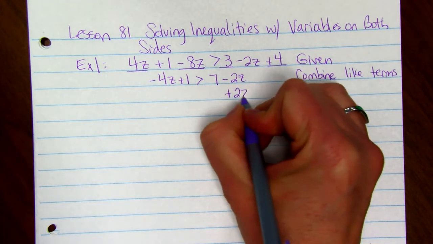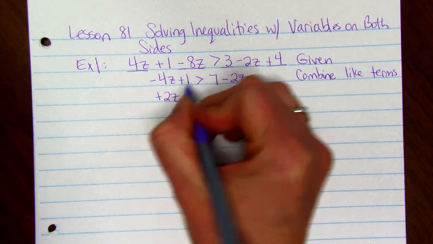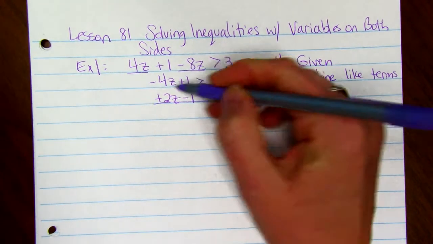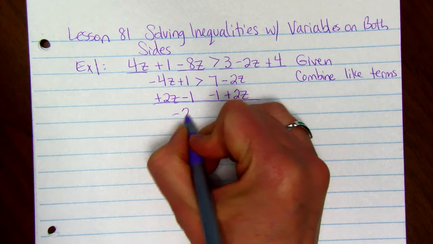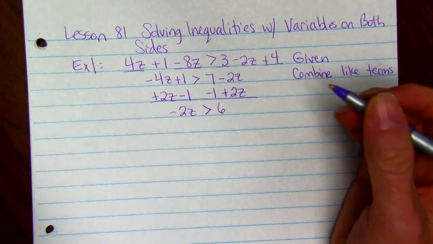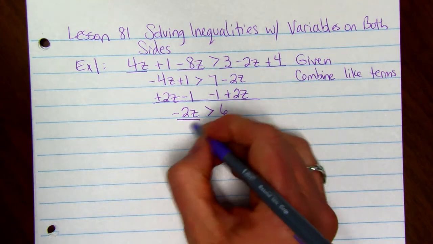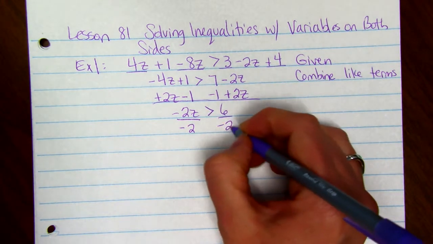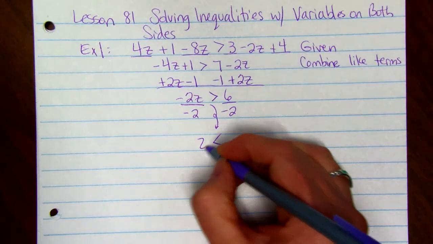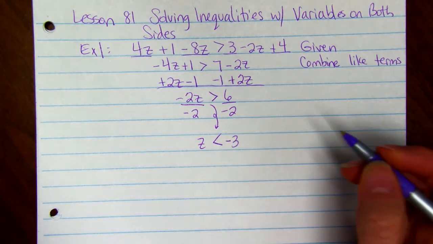So I'm going to do plus 2z, and then I'm going to subtract the 1. Now when I do that, I'm left with negative 2z is greater than 7 minus 1 is 6. Now in an inequality, when you divide by a negative 2, a negative number, you have to flip the sign. So we're going to have a less than sign. So z is less than negative 3.